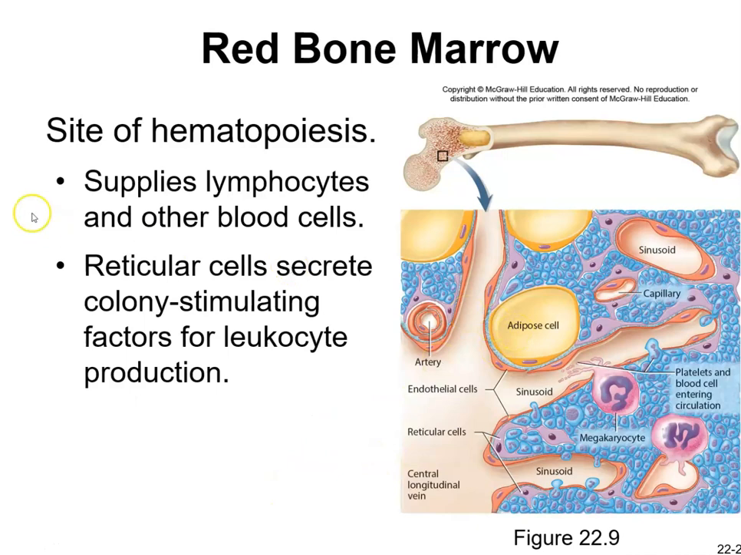The red bone marrow, site of hematopoiesis, supplies lymphocytes and other blood cells. Okay. Reticular cells secrete colony stimulating factors for leukocyte production. All right.